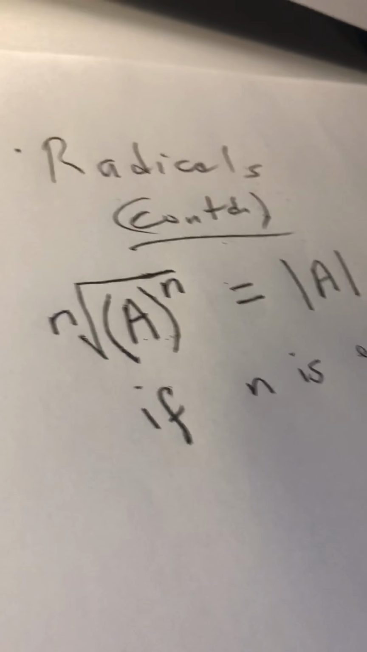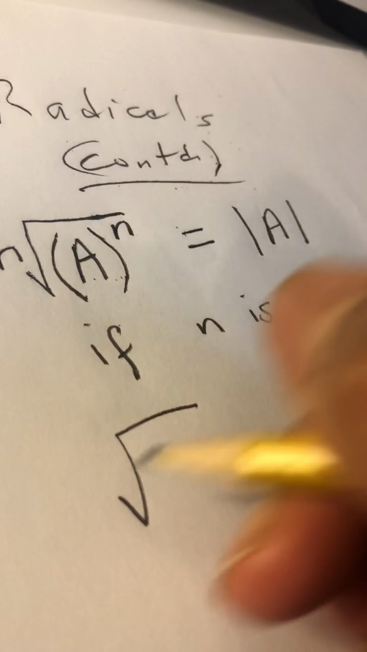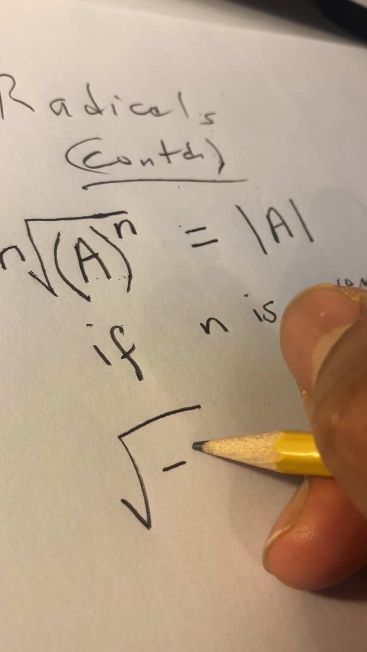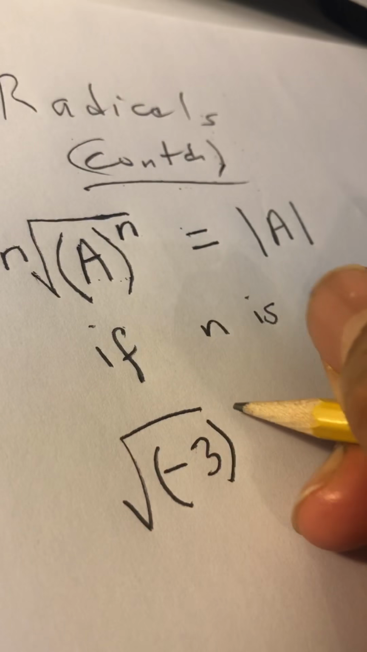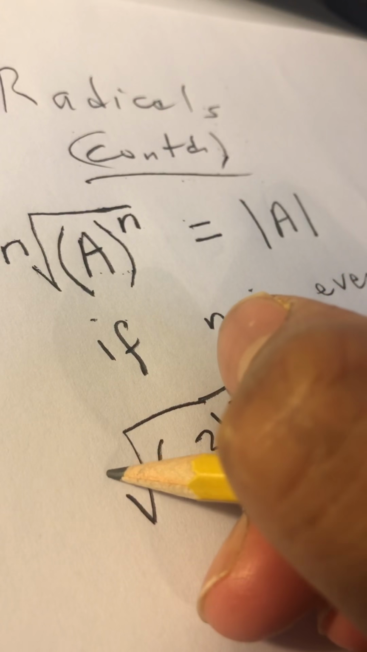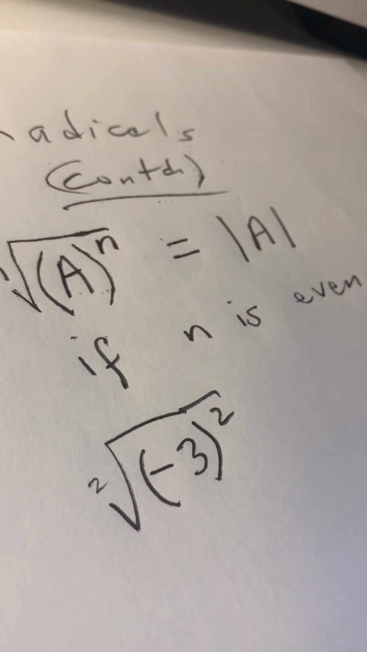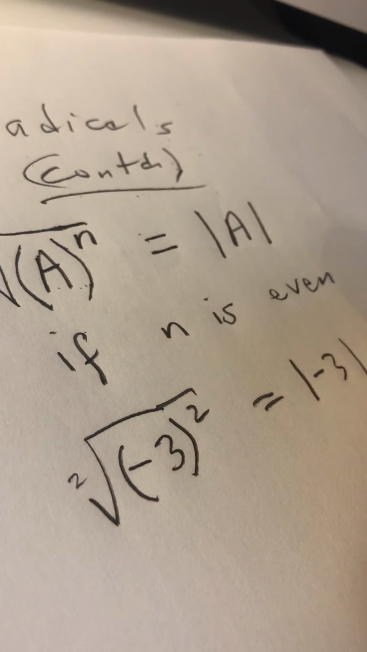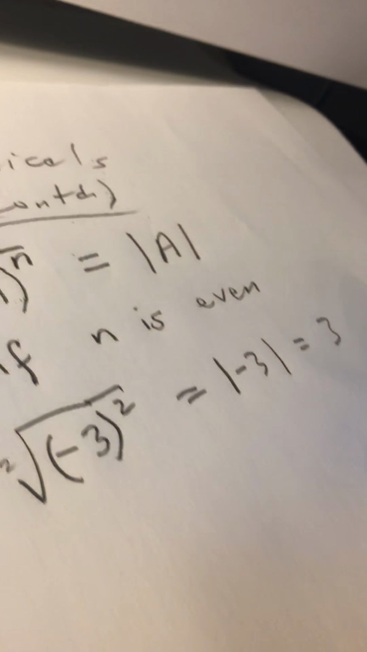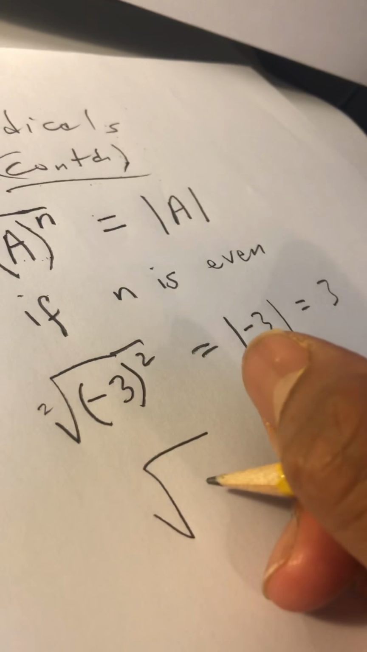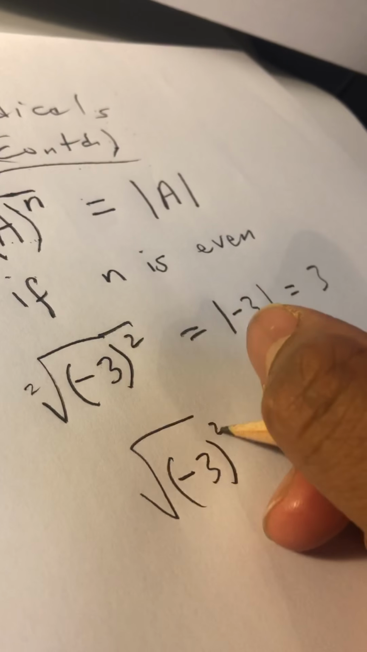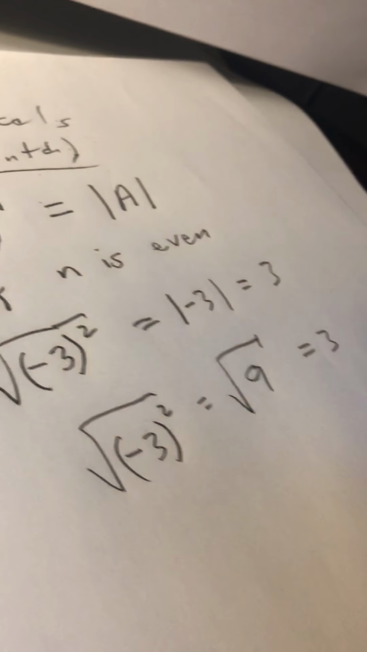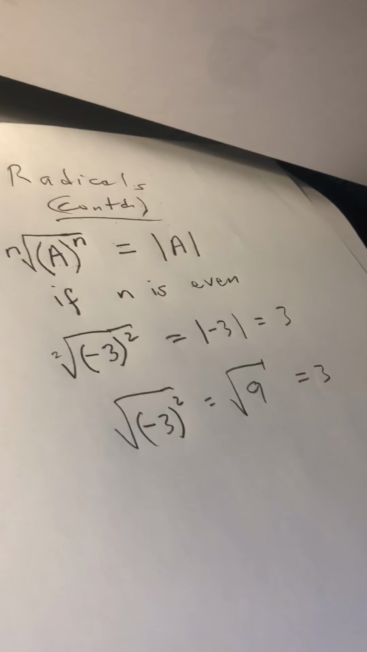So note that. Here's an example. The square root of negative 3 in parentheses squared. I'll put a little 2 here to let you know that's a square root. So the square root of negative 3 squared is going to be the absolute value of negative 3, which is equal to 3. And that makes sense, right? Because the square root of negative 3 squared is just the square root of 9, which we expect to be equal to 3. Cool?